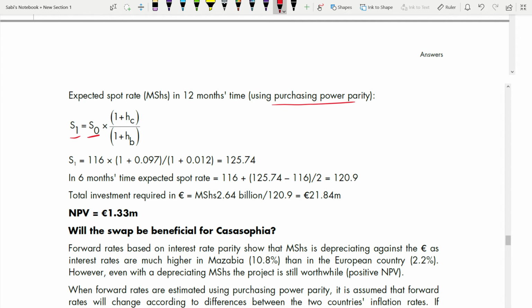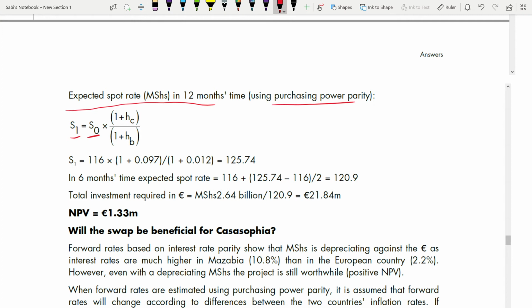You want to calculate the 6 months spot rate. For that, you have to go back. So for that, you have to use only purchasing power parity. You cannot use the interest rate parity. Interest rate parity is for calculating forward rates. This one is calculating for spot rate, estimated spot rate. First, you have to calculate for 12 months time, then only you can go back to 6 months time.